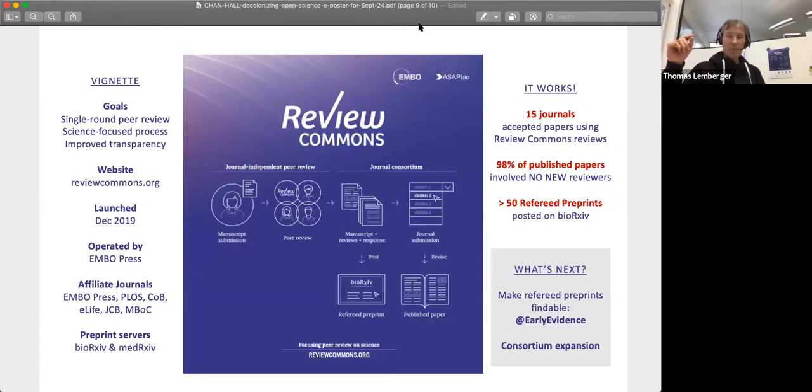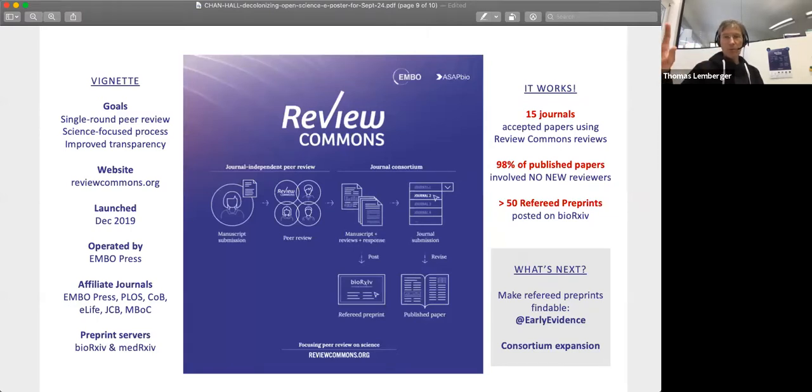What is the most remarkable, I think, is that 98% of the papers that have been accepted and are going to be published by the journals were accepted without any additional reviewers. So essentially, we could cut completely these cycles of review, and this across multiple journals and across multiple publishers.